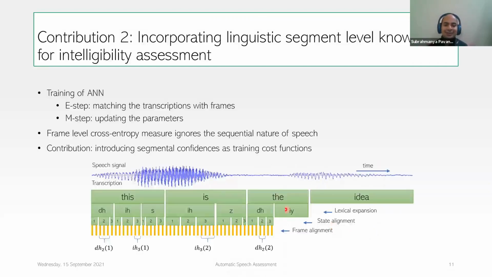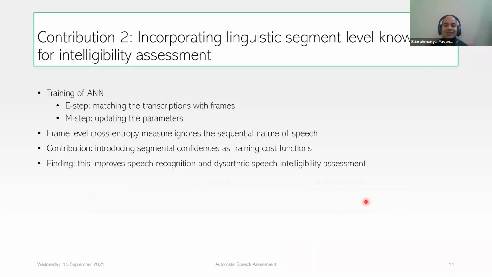In this example shown, let's say the speech signal carries the message, this is the idea, which is broken down into phones and further into states. This shows the state 2 that's aligned with 3 frames, or maybe state 2 of IH, which is aligned with 4 frames. We showed that confidence measures of segments can be used as training cost functions, where the segments can be states or phones, and demonstrated that such training improves speech recognition as well as dysarthric speech intelligibility assessment.